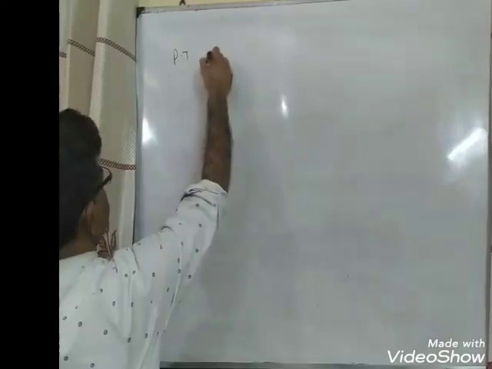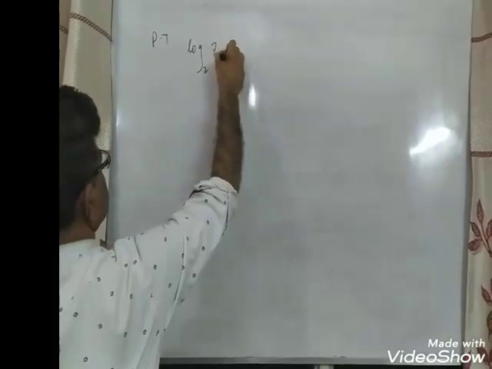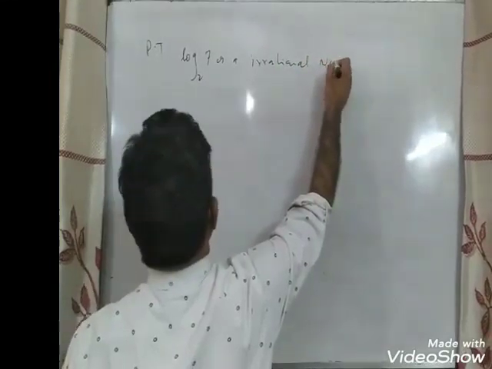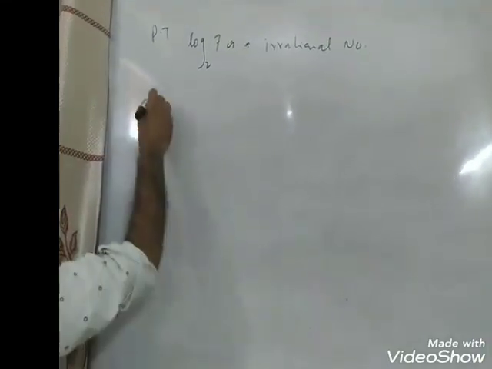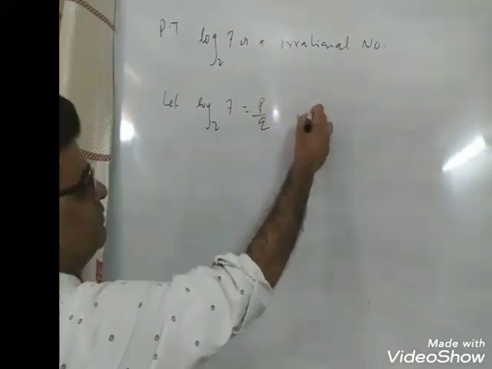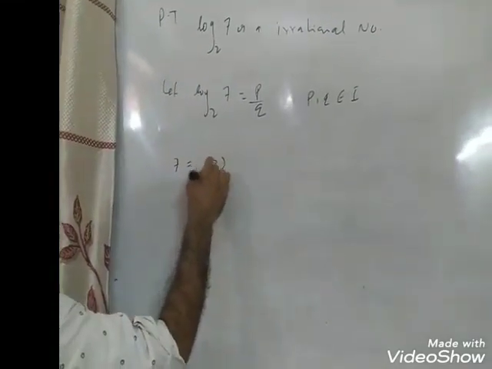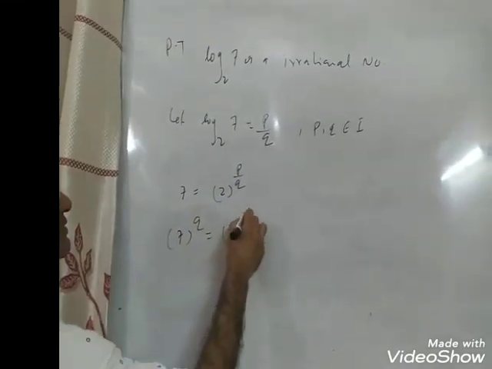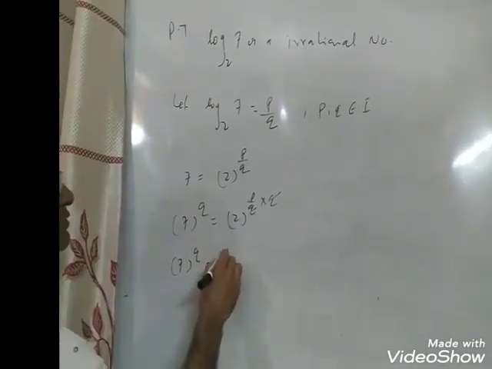Prove that log_2 7 is an irrational number. So first what we do, we just assume it as a rational number. Let log_2 7 be equal to p/q, where p and q are integers. So you can see that 7 is equal to 2^(p/q). We are raising this to the power q. The q gets cancelled. 7^q is equal to 2^p.